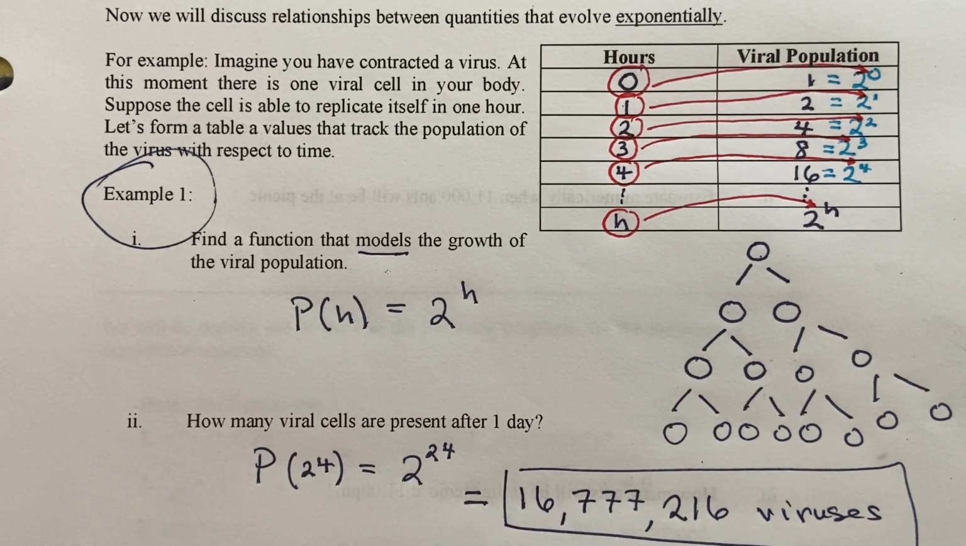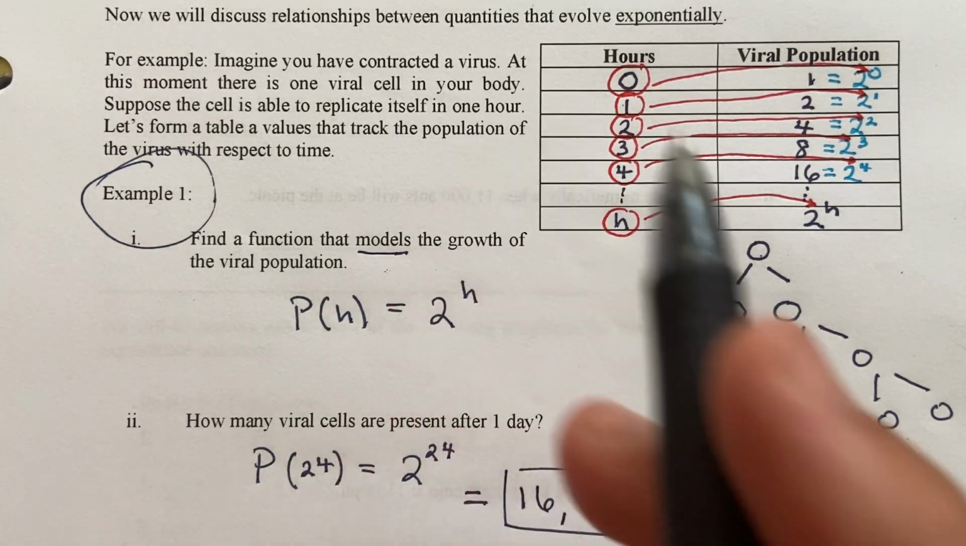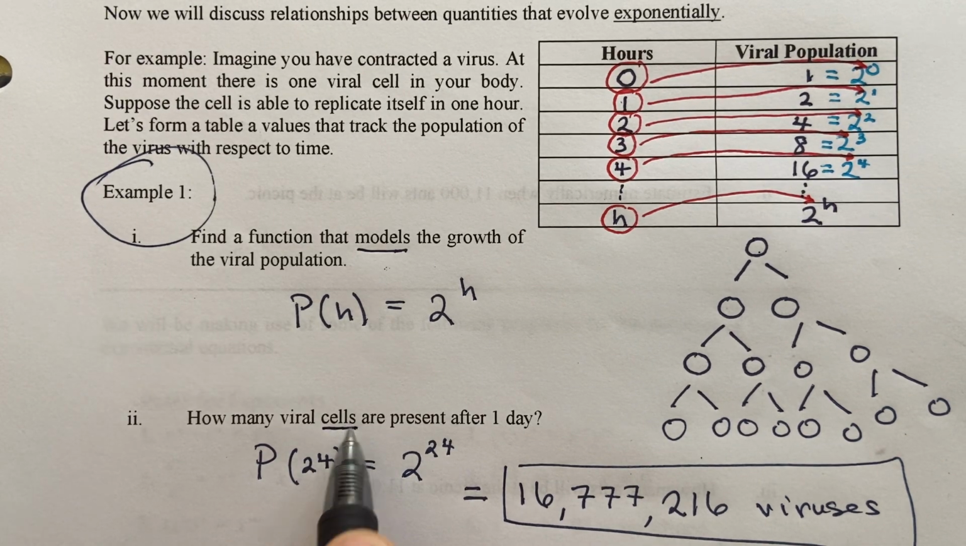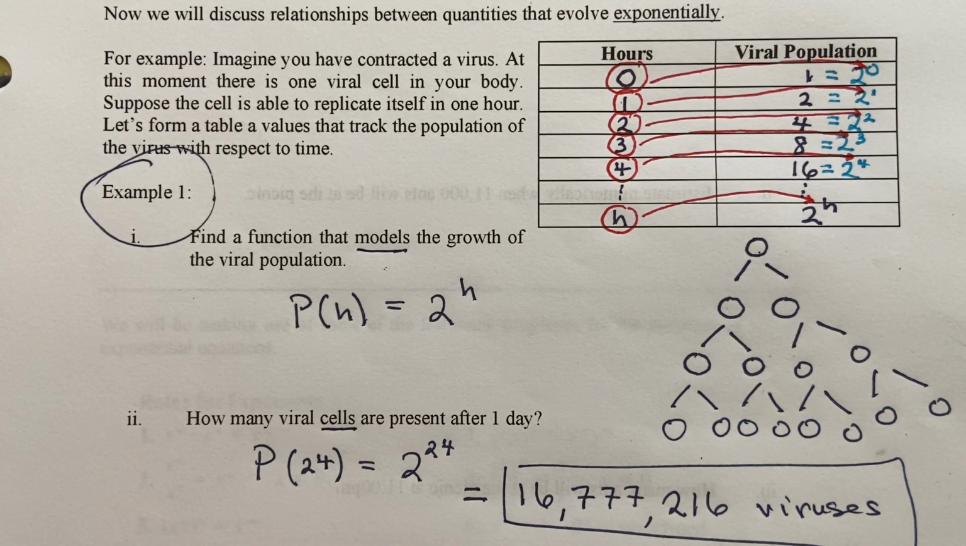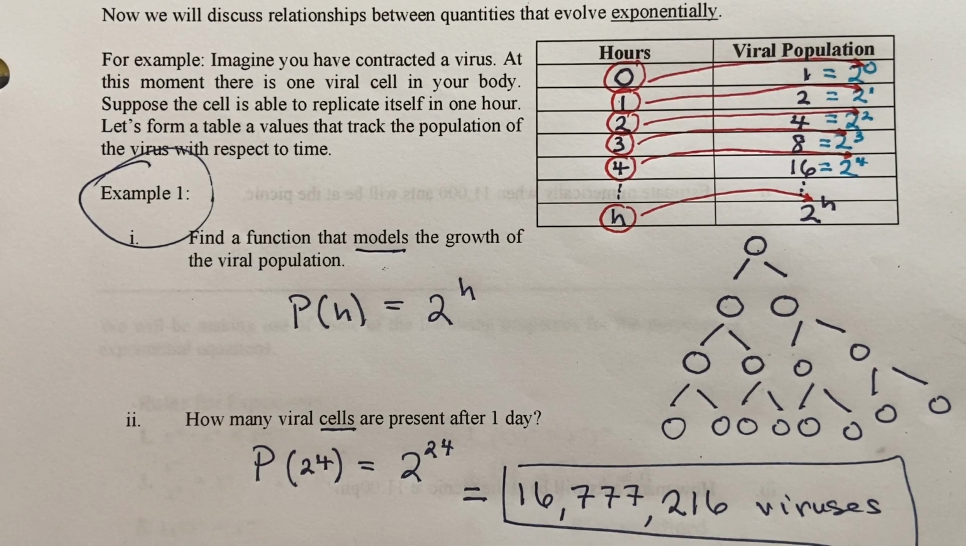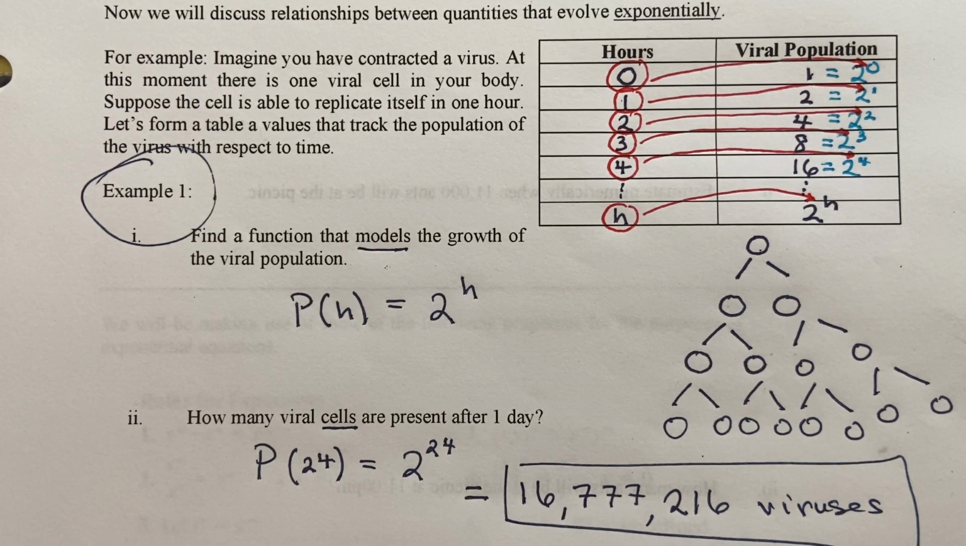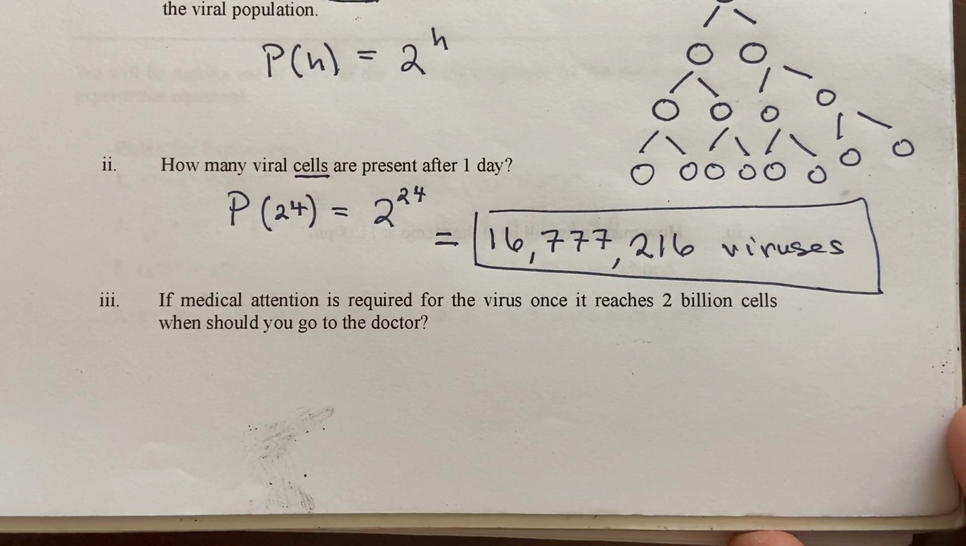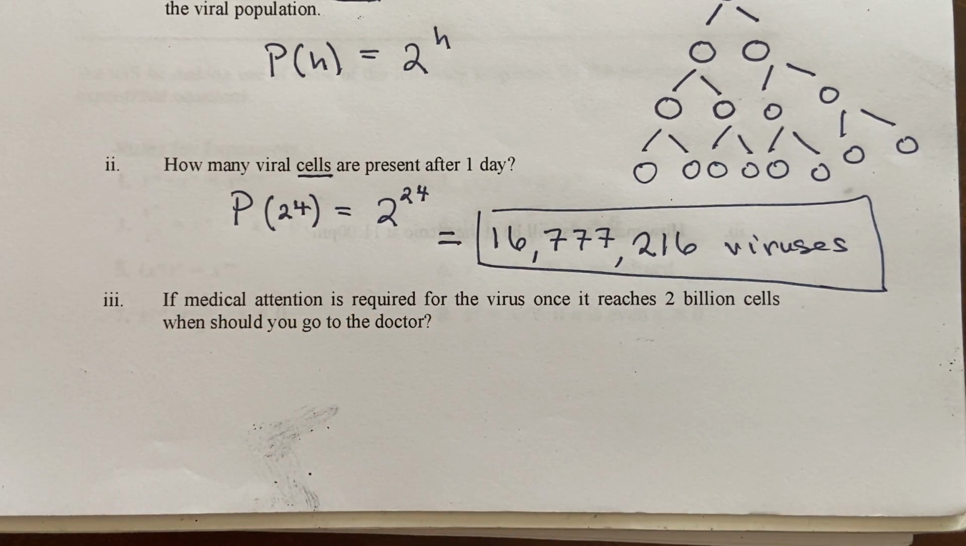I've also learned since writing this problem that it's not really correct to say cells. I'm not a biologist, and my biologist friend pointed that out. They're not really cells. They're not really living things. They're just these kind of protein capsules. So kind of weird, but they're not biological. If medical attention is required for the virus once it reaches 2 billion cells, when should you go to the doctor?